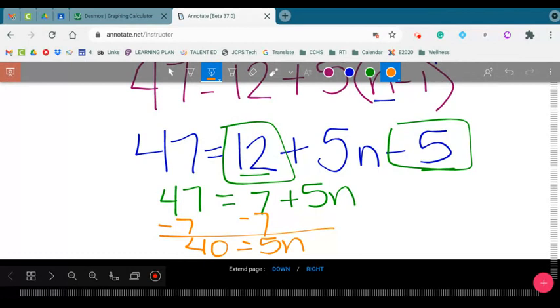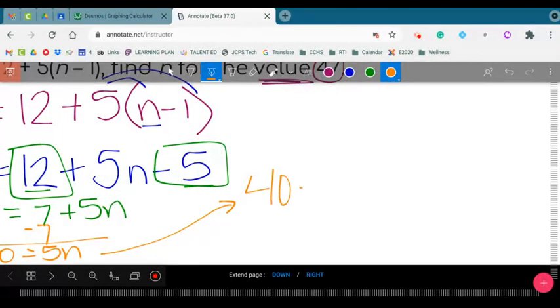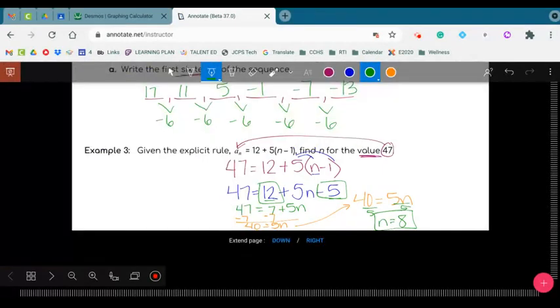And then I'm going to rewrite this over here. And then my last step is to divide by 5. So I get n equals 8. So what this n value means is 47 is my 8th term for this sequence. So the n is telling me what number for this sequence it is.